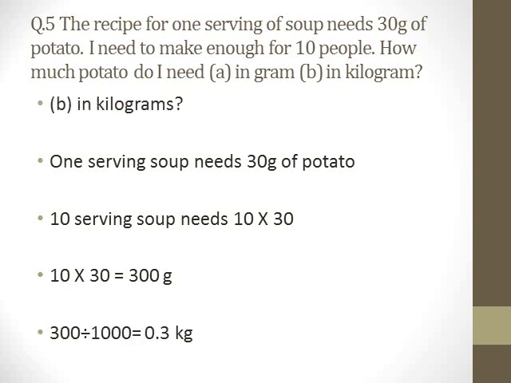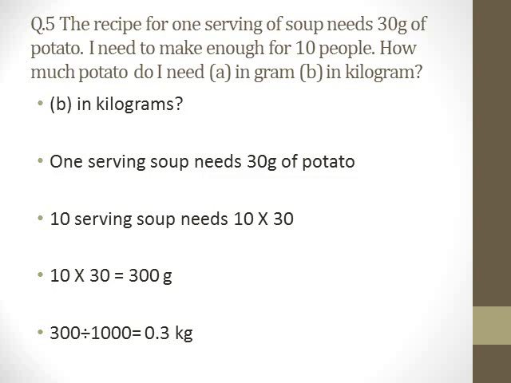So for kilogram, we will follow the same way. 1 serving of soup needs 30 grams of potato. So for 10 servings of soup, you will multiply 10 by 30. When you multiply 10 by 30, 3 into 1 will give you 3, and 2 zeros are there, so we will write 3 and 2 zeros.